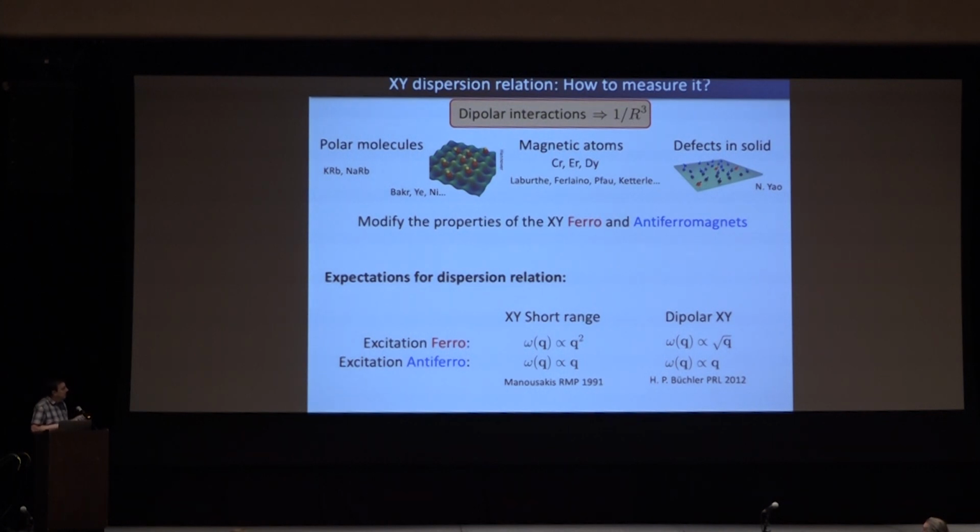In particular, you see that for the case of the ferromagnets, basically the dependence on the momentum goes from q squared to a square root of q. So this is something that was predicted some time ago by Hans Peter Büchler. And this is something that we were interested in measuring in experiments.